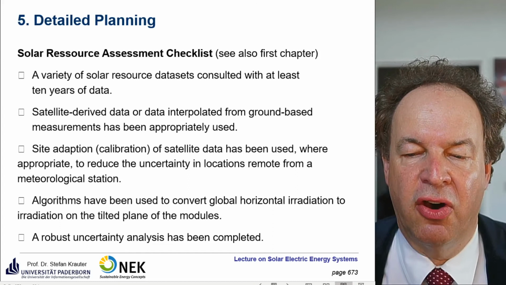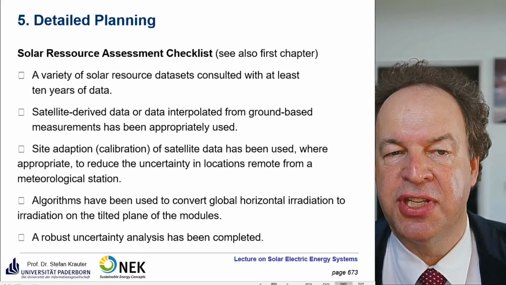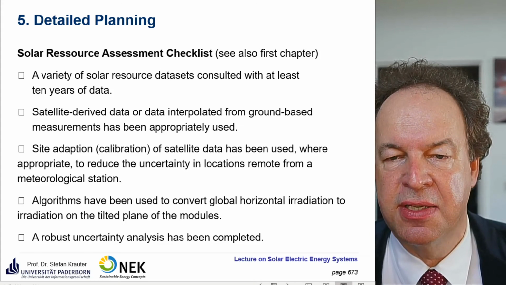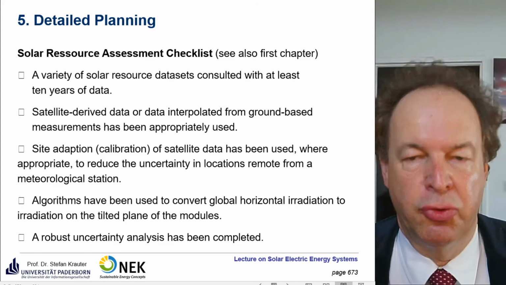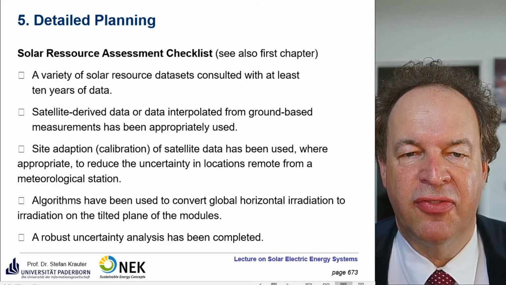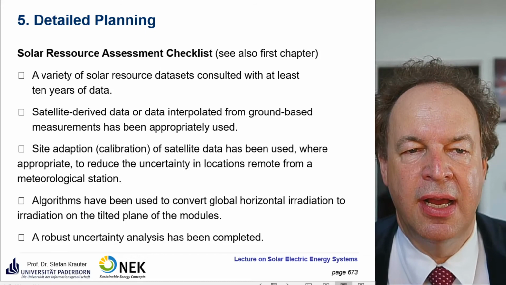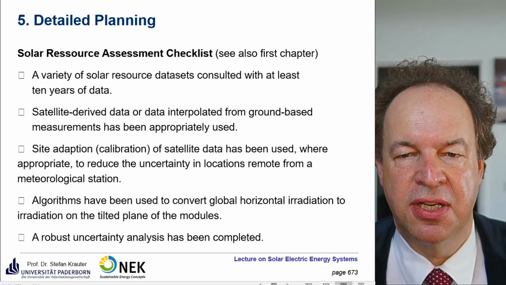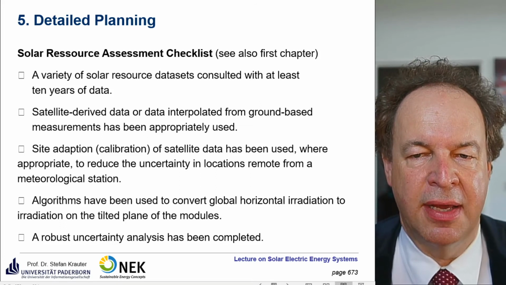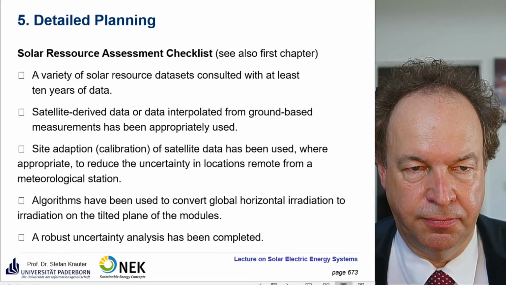Now we come into the phase of detailed planning. So first you start with the first chapter, the solar resource assessment checklist. You have a variety of solar resource data sets we'll discuss a little bit later. You know already from the first lecture. Best would be if you have at least 10 years of data. Sometimes you don't have this data available, so sometimes you have only 1 year, and you have to check whether this changes something or is still accepted by the utility or by the banks and so on.